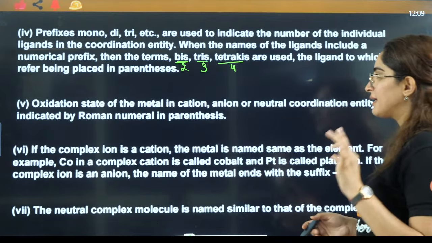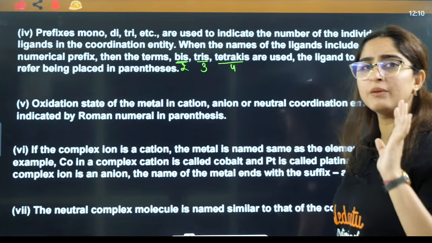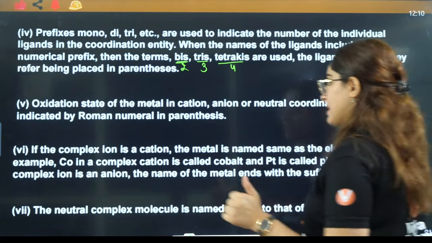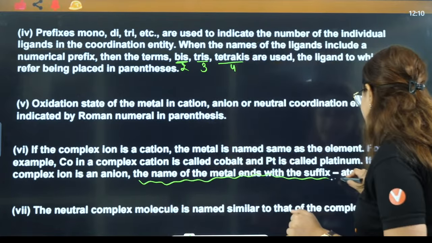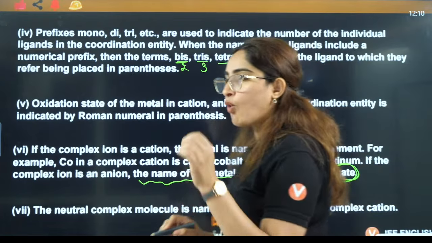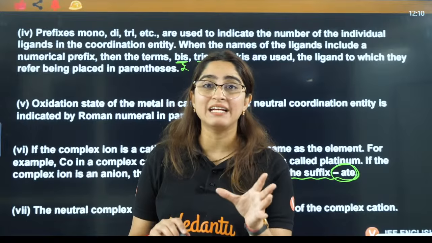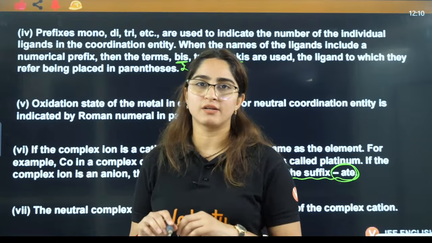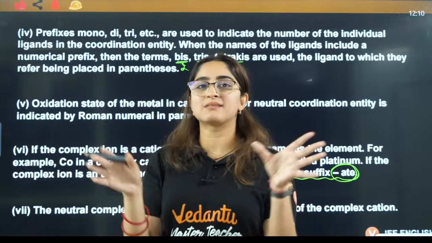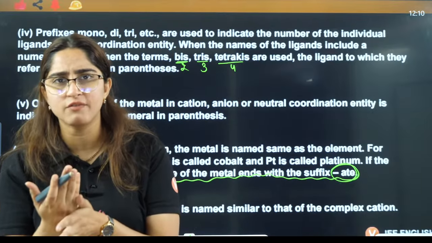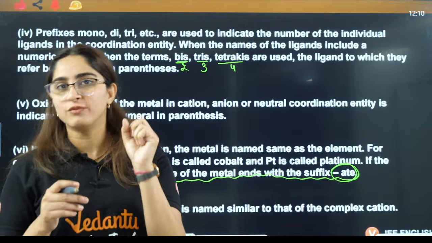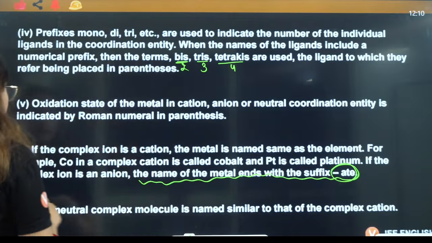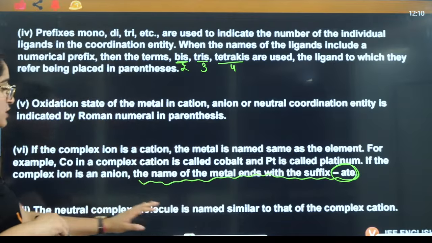If the complex is a cation, then it's fine, the name will be as it is. But if the complex is an anion, in that case the name of the metal ends with the suffix ate, like cobaltate, ferrate, argentate for silver. If the complex is a cation, silver is named silver, but in case of an anion, silver will be written as argentate, nickelate, chromate. That ate you will put at the end. A neutral complex molecule is named similar to that of a complex cation.